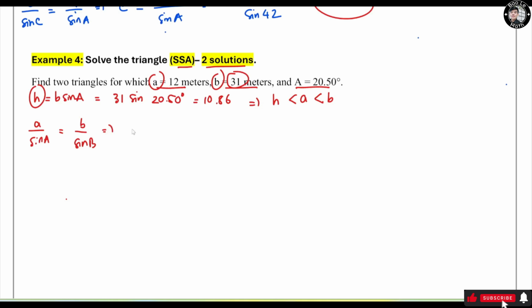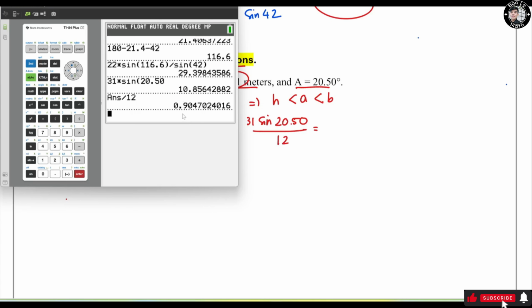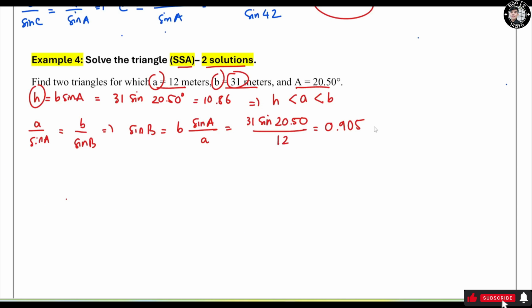So then we need to solve for angle B. Sine B equals B sine A over A. Now B equals 31 sine of 20.50 divided by A, which is 12. Now we're going to pull up the calculator. So it's going to be approximately 0.905. We need to solve for angle B.